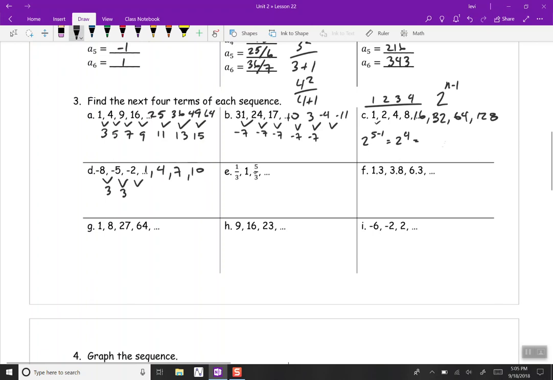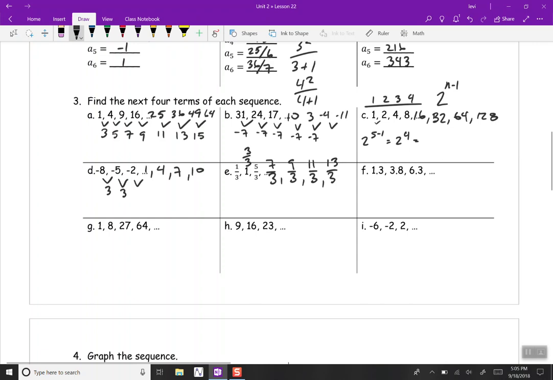1/3, 1, 5/3. Let's change that instead of 1. Let's call that 3/3. Do we see a pattern? Well, 3, 3, 3. Our denominators stay in 3. Alright, what's happening with our numerator? 1, 3, 5. So what are we doing? We're adding 2 to it, so that would be 7, 9/3, or 3. Plus 2 would be 11/3, plus 2 would be 13/3, right?